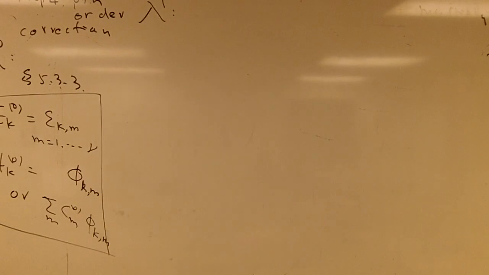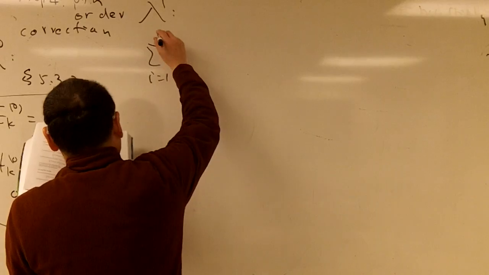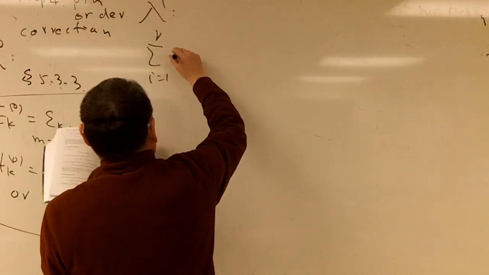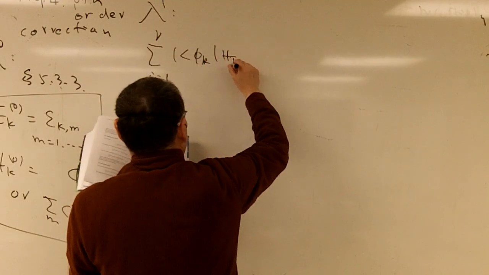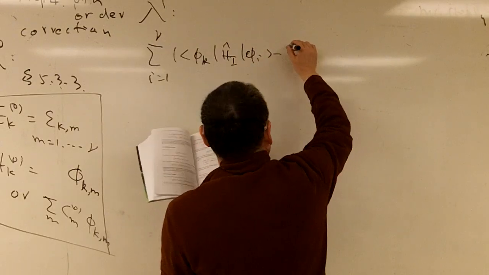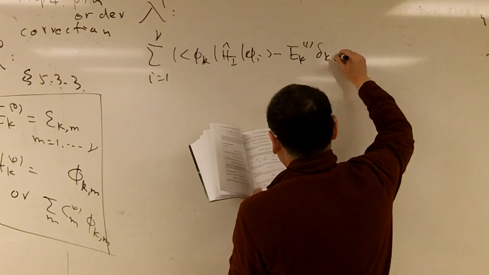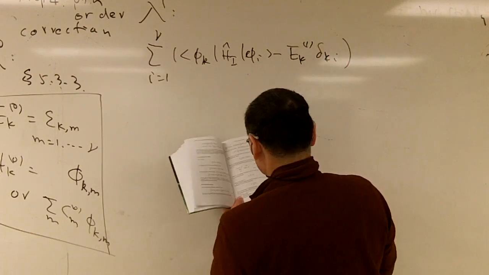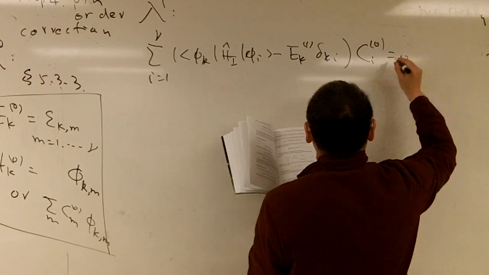The above equation looks like a very nice equation, which I'm going to write down. Could you guys write this down? This is the place where I need to explain what this is actually about: the sum over i of bra phi k, h I hat, ket phi i minus e k 1 delta ki, times c i 0 equals 0.